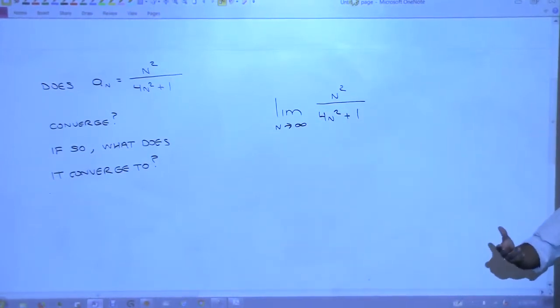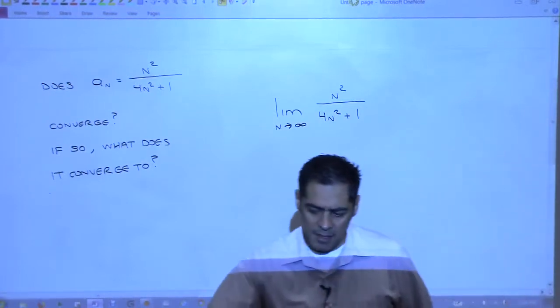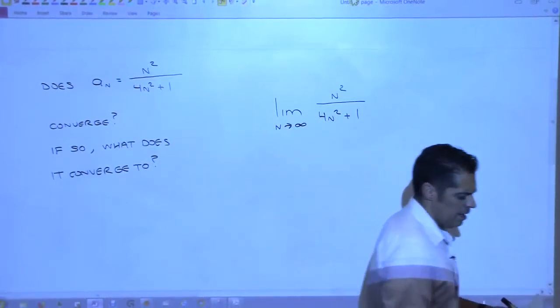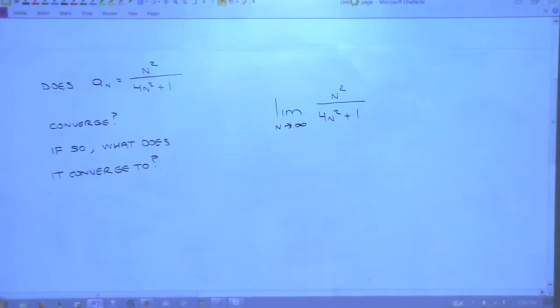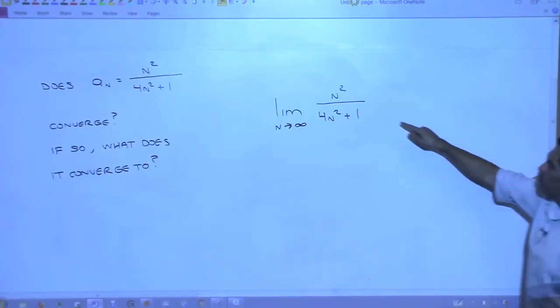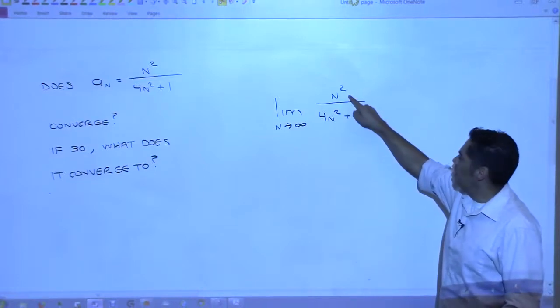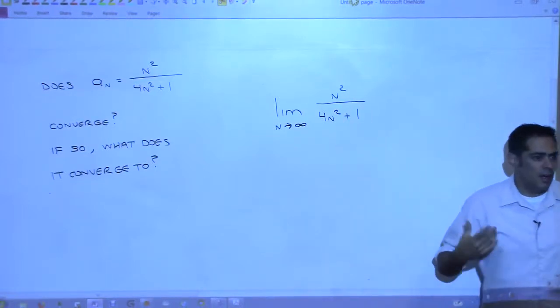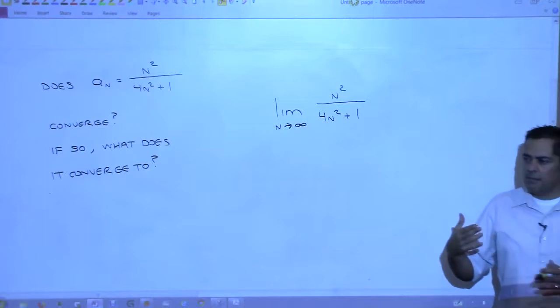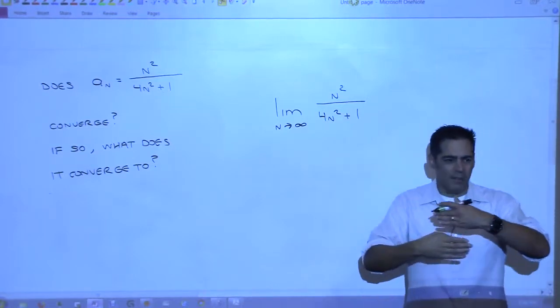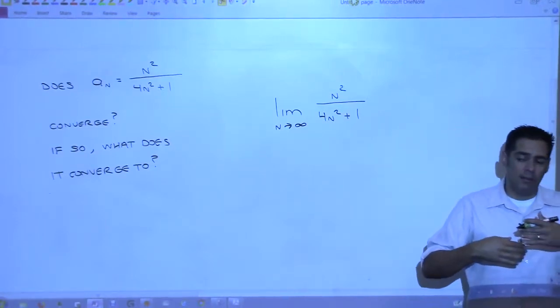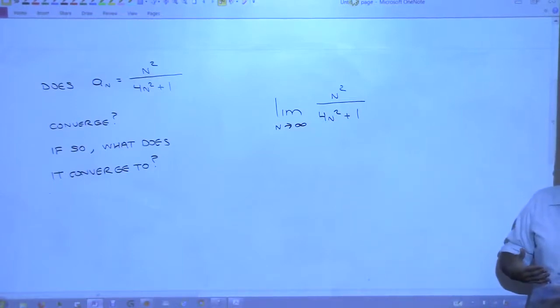Now, let's just think about what happens here. As n gets bigger, the numerator would get larger and head off to infinity. And the denominator would also get large and head off to infinity. So back in Cal 1, we would have something that looks like infinity over infinity. And what we did with that was L'Hopital's rule, right?